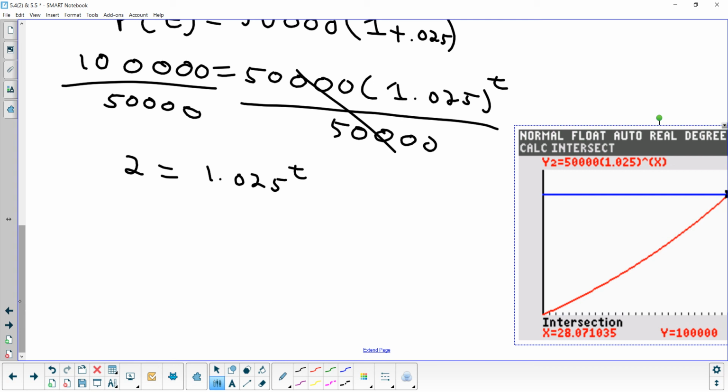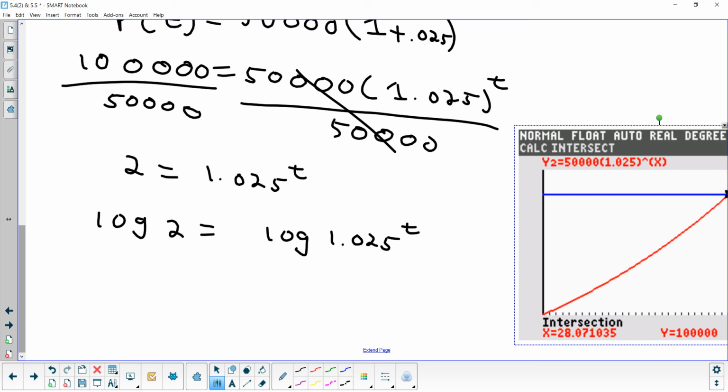You can do that just like you could take the square root of both sides. Okay? As long as you do the same function on both sides. So log of 2 equals log 1.025 to the t. Now, I didn't write the base that I was using. I could take the log of any base on both sides, as long as I use the same base.